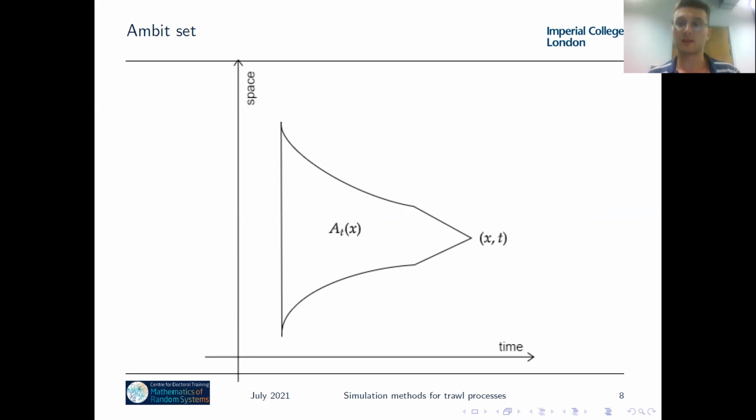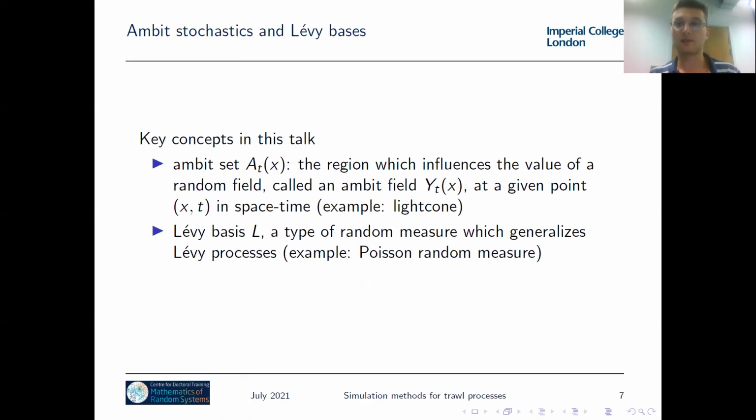Modeling with ambit sets in general enforces the belief that the value of the spatiotemporal field Y at coordinates (x, t) is only influenced by a subset of the system, denoted here by A_t(x), and not by the entire system. The other key concept for this talk is that of a Levy basis, which is a type of random measure which generalizes Levy processes. The example to always have in mind is that of a Poisson random measure.